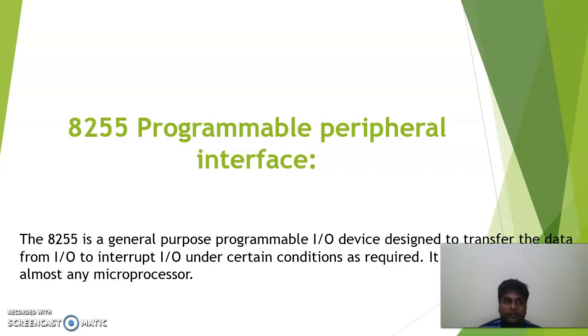So 8255 is basically used as an interface between the microprocessor and peripheral devices, or we can say input output devices. It is just like an operating system. An operating system is basically an interface between user and hardware. That means the user cannot directly perform operations on computer hardware, so he or she requires an interface. In the same way, the microprocessor cannot directly communicate with peripheral devices, so that's why 8255 is used as an interface.